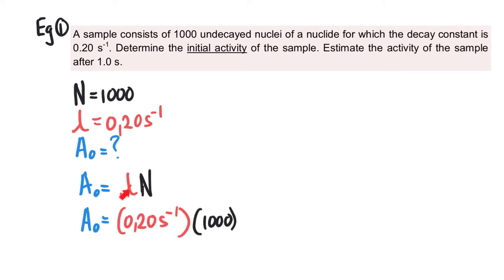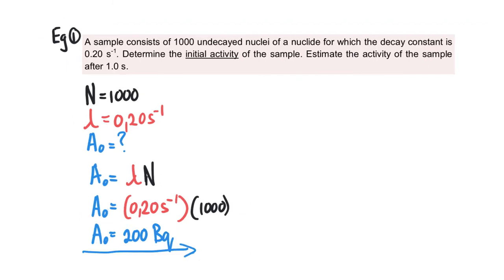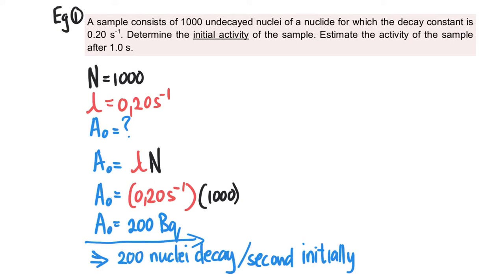Now substituting for lambda, 0.20 seconds to the minus 1, and substituting for the number of undecayed nuclei initially, 1,000, and now multiplying them together, we get that the original or the initial activity is 200 decays per second, or 200 becquerel. So as I've just mentioned, this implies that 200 nuclei decay per second initially in this particular sample.